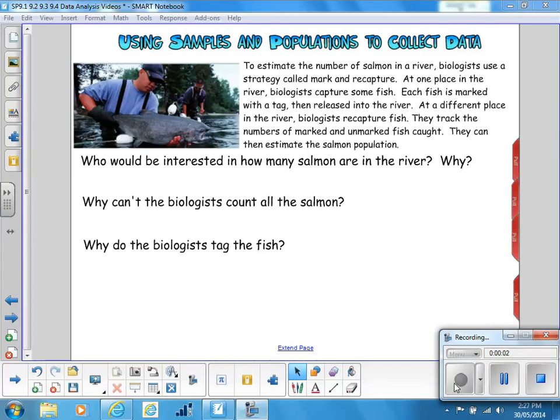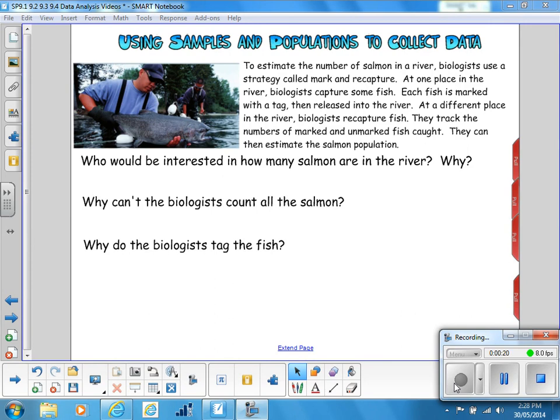In this lesson, we are going to look at using samples and populations to collect data. To estimate the number of salmon in a river, biologists use a strategy called mark and recapture. At one place in the river, biologists capture some fish. Each fish is marked with a tag, then released into the river.